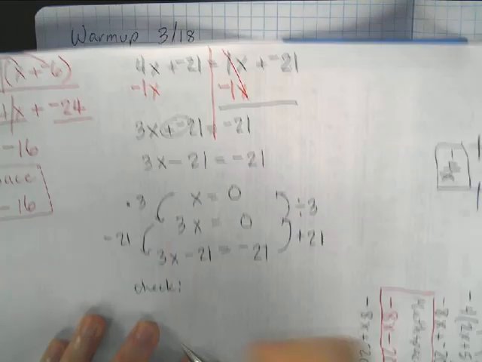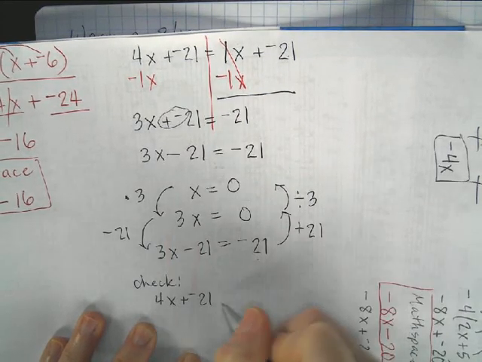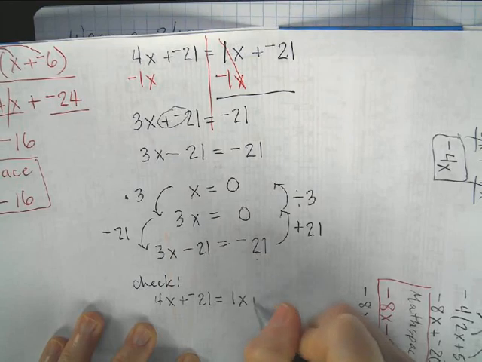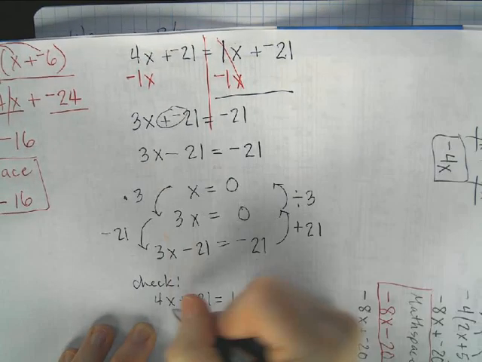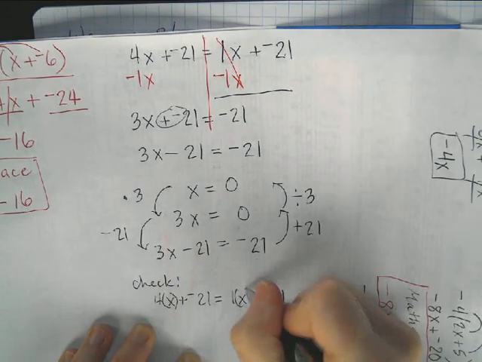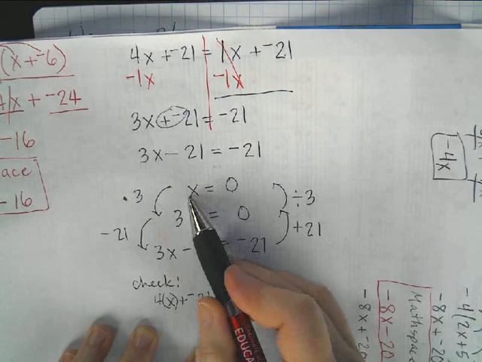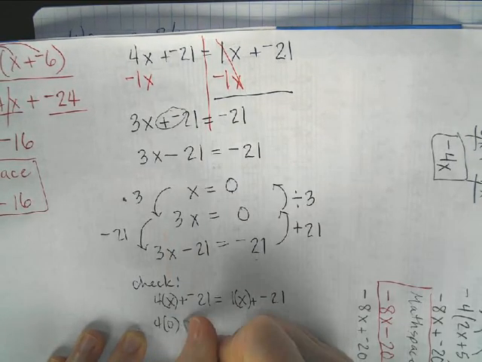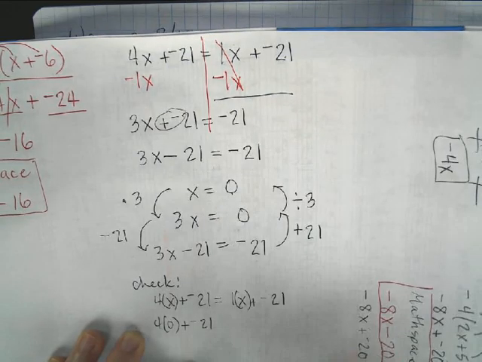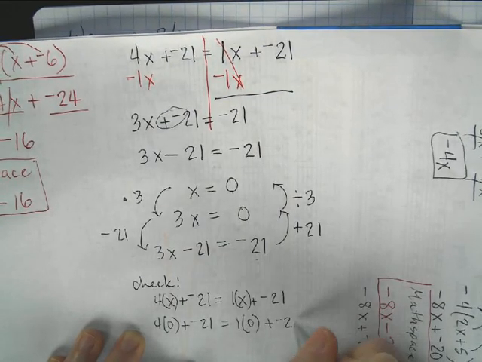I'm going to copy the original problem. Here's my original problem. And I'm going to put in 0 for my x's. X equals 0, so I'm going to change x to 0. 4 times 0 plus negative 21. Does that equal 1 times 0 plus negative 21?